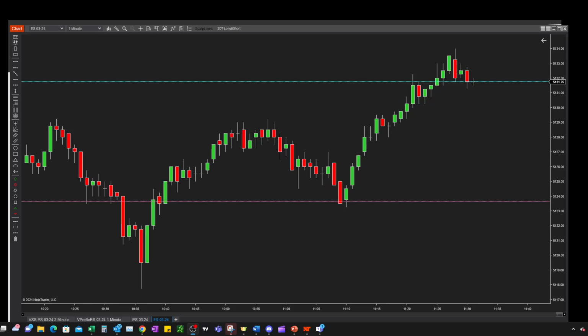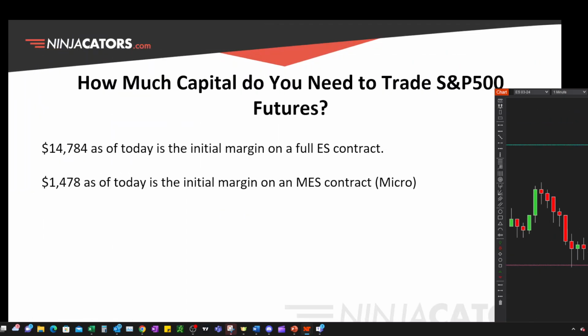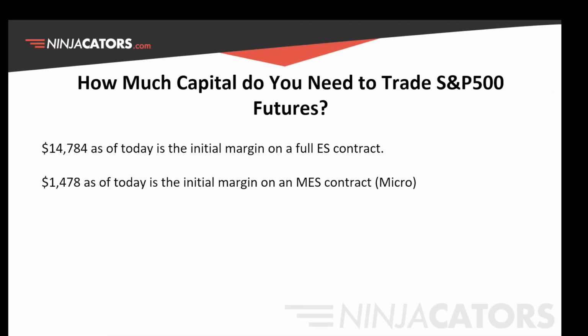So how much capital do you need to trade the S&P 500 futures contract? A common problem with new traders that I run into is that they are trading massive position sizes relative to their account balance. So let's run through a few facts on the S&P 500 and frame this properly so that you understand the requirements to trade an appropriate size. So how much capital do you need?